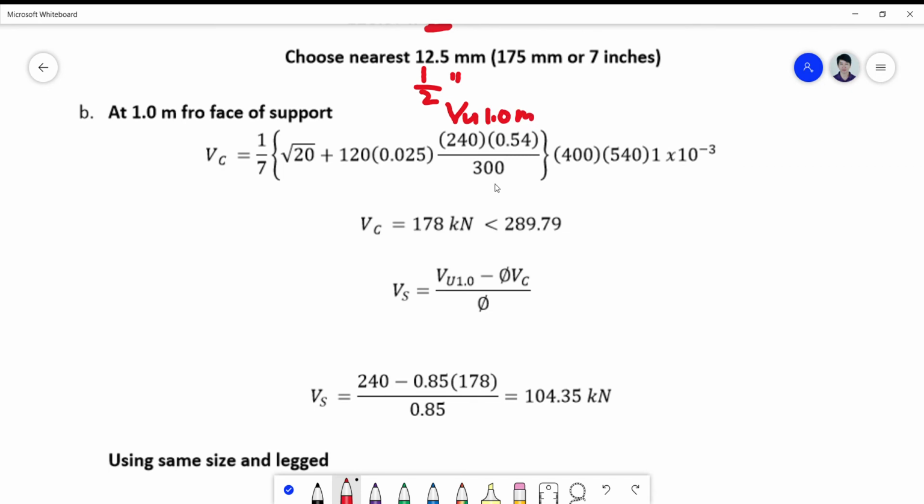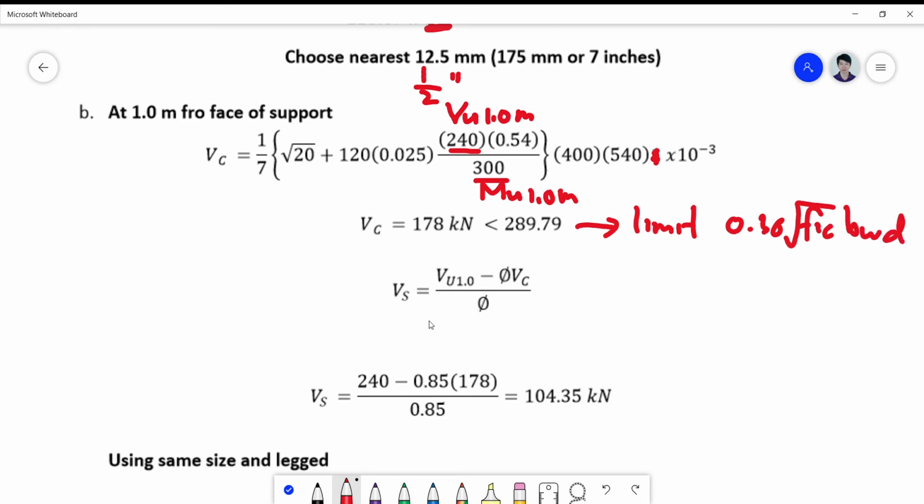Okay, and this is your MU at 1 meter. So this changes, but still your D is 0.54 and your BWD is this one. So this is 540 times 10 to the negative 3. You get 178 kilonewton, less than 289. So this is the limiting value again, which is 0.30 square root of F prime C BWD.